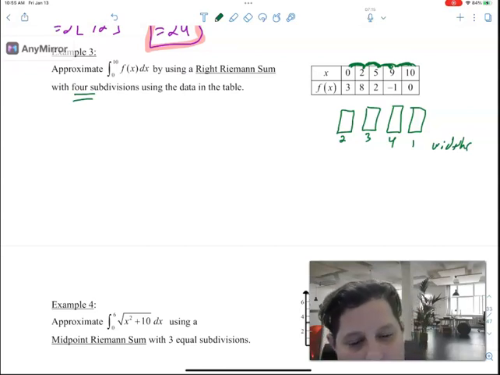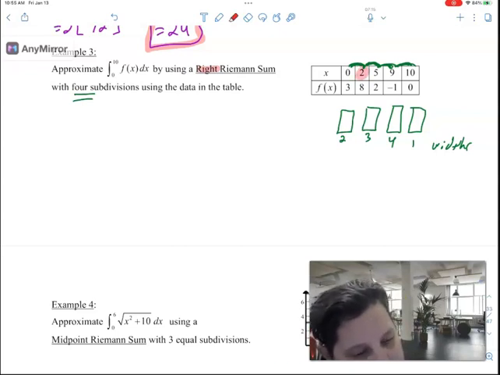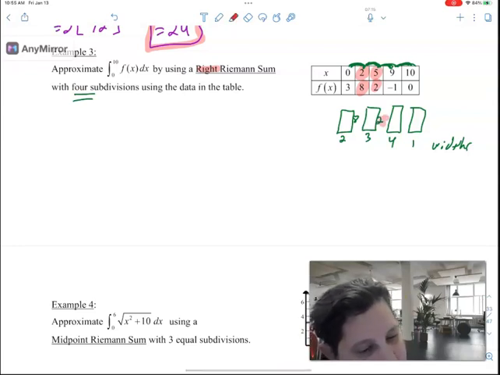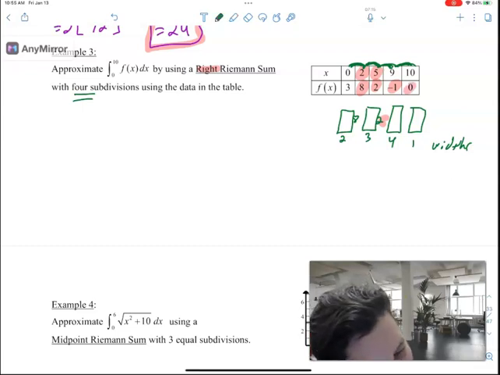Okay, now, if I'm using a right-hand sum, on the rectangle between 0 and 2, the height is going to be the height at 2, which is 8, because it's a right-hand sum. And between 2 and 5, I'm going to pick the height at 5, which is 2, because it's a right-hand sum. So I'm picking these numbers on the right. For this one, I'm picking -1, and for this one, I'm picking a height of 0.